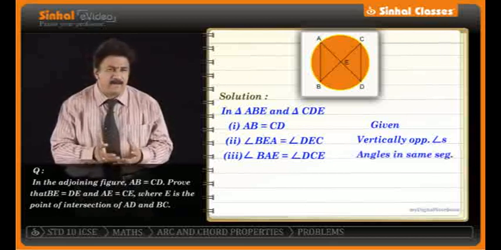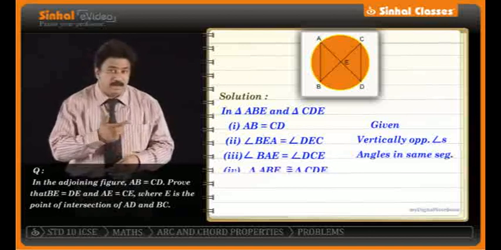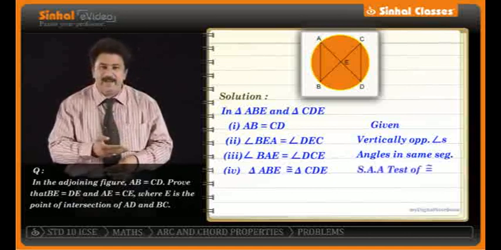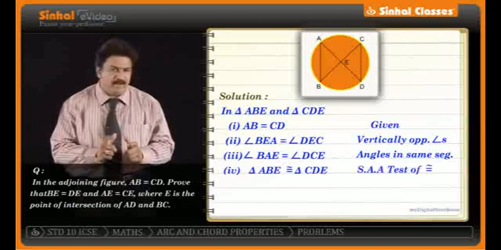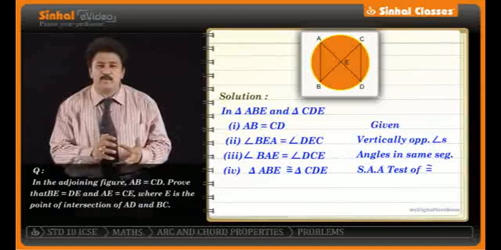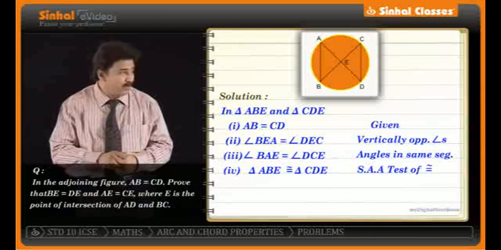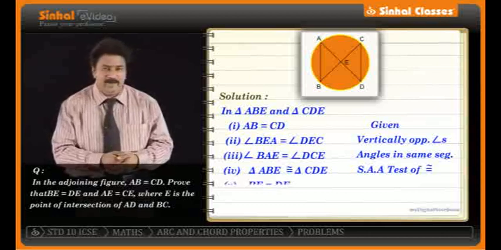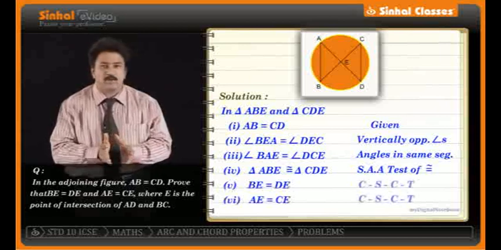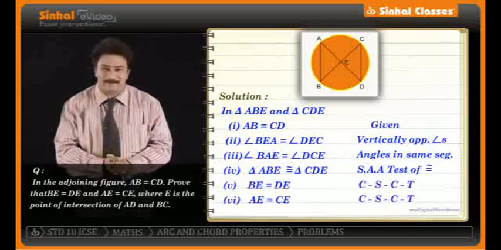So we have already proved that triangle, which two triangles? Triangle ABE is congruent to triangle CDE. By which test? By SAA test of congruency. And whenever two triangles are congruent, their corresponding sides and angles automatically become what? Equal. So what do I come to conclusion? I come to a conclusion that BE is equal to DE and AE is equal to CE. What's the reason for this? Corresponding sides of congruent triangles. That's what you wanted to do, and the sum gets over.